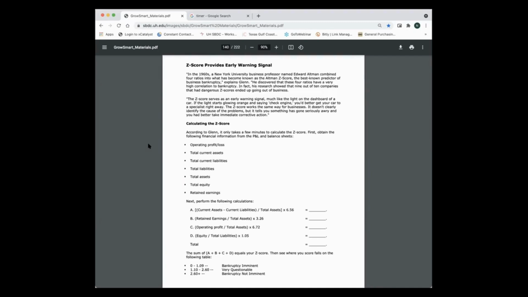EBITDA is which one? No, Amy, go ahead. How would you suggest we handle our income profit and loss information from 2020? Can we ignore it and pretend it doesn't exist? No, I wouldn't ignore it, because if you went to the bank, they're not going to ignore it.